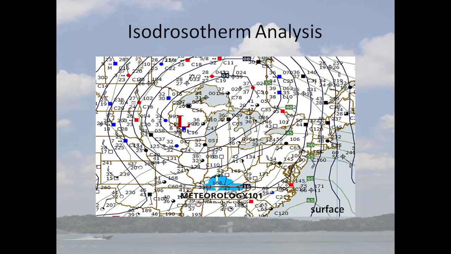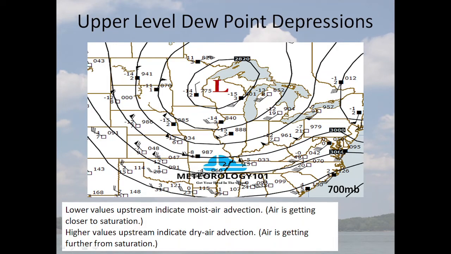So like I said, right off the East Coast right there, I would look from southern New York down to Jersey. That's where I would look for the significant weather on this chart. All right, upper level dew point depressions.